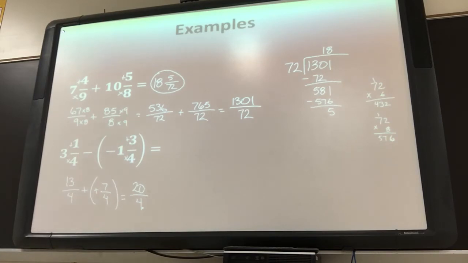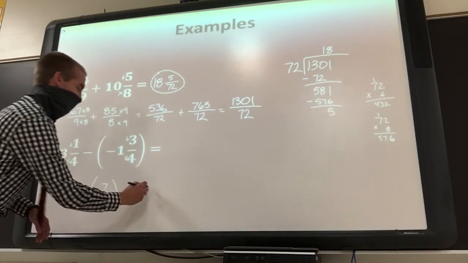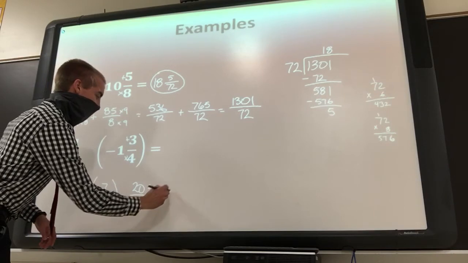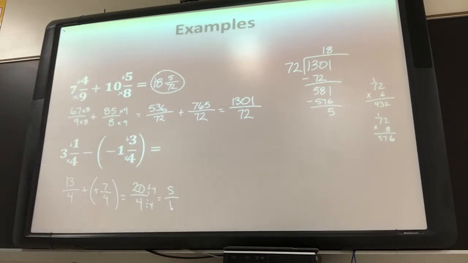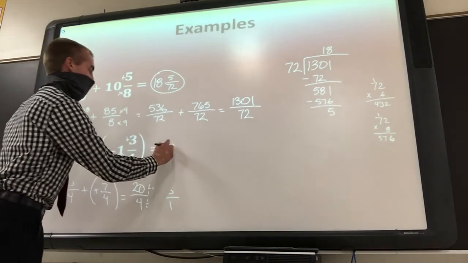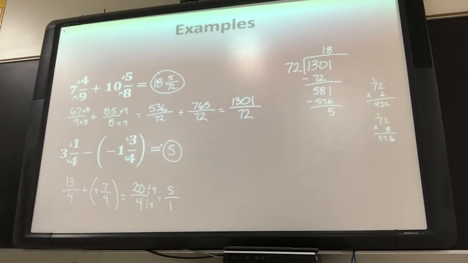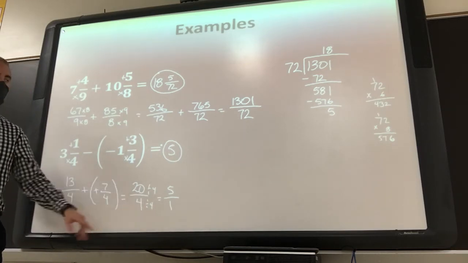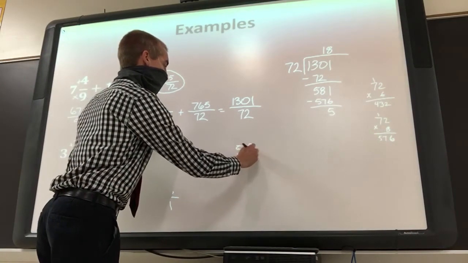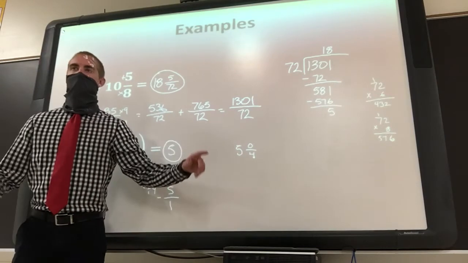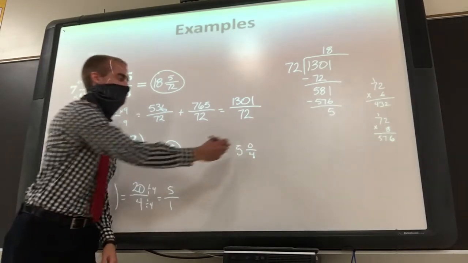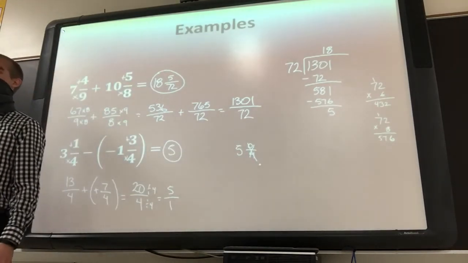So what I would do with numbers like this is ask yourself, can I divide 20 and 4 by the same number? Yes, by what? By 4, yeah. 20 divided by 4 would be 5 over 1. And if it was 5 over 1, we could just write it as 5. Another thing, if you were to go ahead and make this a mixed number, you would have gotten 5 and 0 over 4. Anytime you have a mixed number and you have a remainder of 0 here, you can just write the whole number. That's 5. You don't have to put 0 over 4.